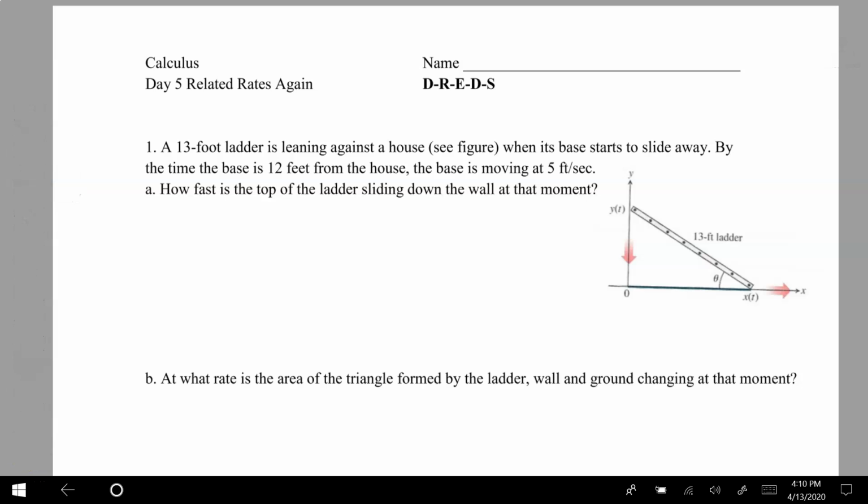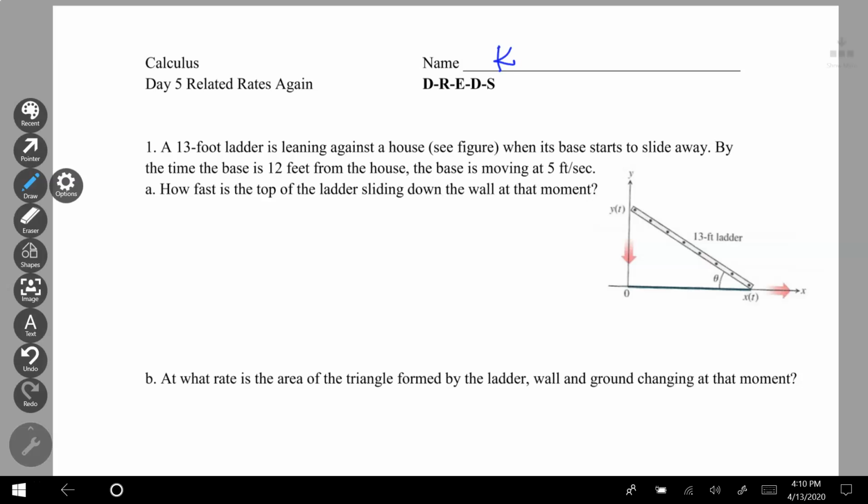We're going to do more related rates, more word problems, more applications of how we use calculus to figure out problems. So I'm going to put down my key, and we have this example where we have this 13-foot ladder again, leaning up against the house. So let's see, what do I know?